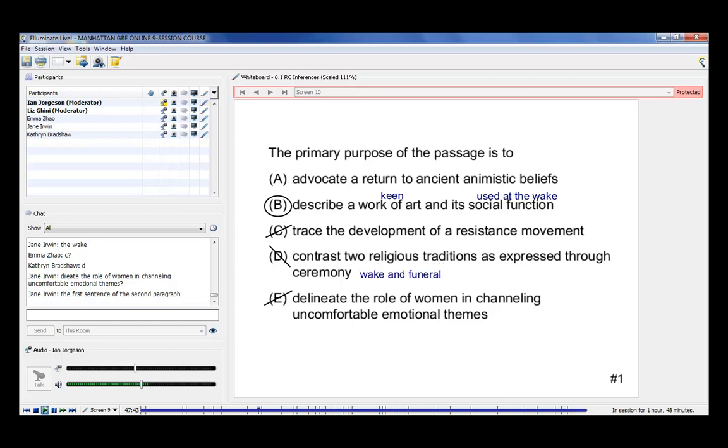The religious traditions, I guess, are Christian and non-Christian. So it's actually very specific. It's too narrow because it ignores everything that's in the first paragraph. And A is also way too narrow. It's one small part of one of the paragraphs. But B is nice and broad because describe a work of art is which paragraph? Which paragraph is where we describe the keen?